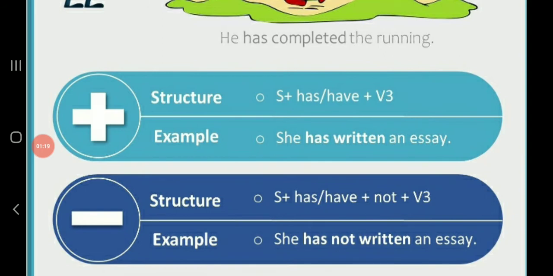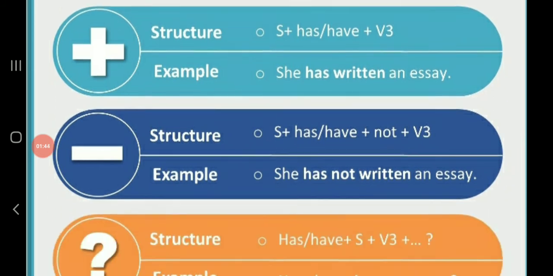And if we talk about the negative sentences of the present perfect, the structure goes like subject plus has or have plus not plus verb third form plus object, if there is any object. If you talk about the example, starting with she has not written an essay. If suppose the plural subject will be, then it could have been they will have written the letters.